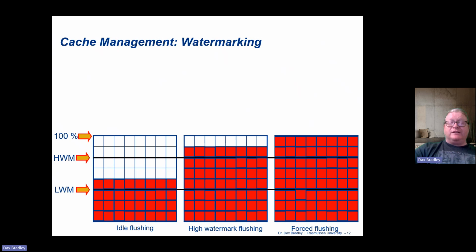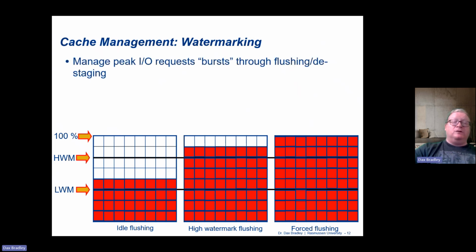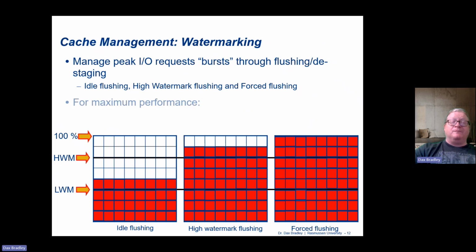Watermarking is flexible and can be set remotely or locally. It manages peak I/O request bursts through flushing and destaging. Idle flushing, high watermark flushing, and forced flushing are there for maximum performance, which provides headroom in write cache for I/O bursts. So in idle flushing, you've got additional space left.